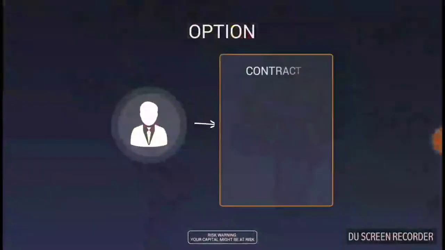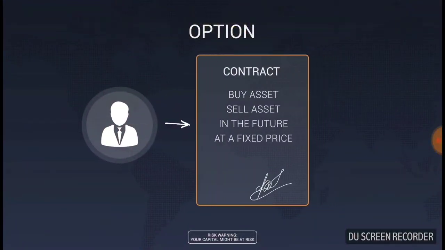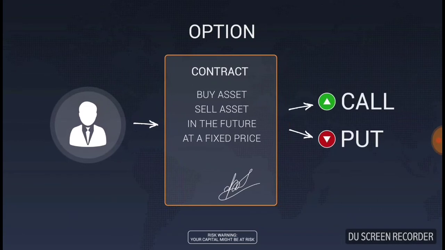An option is a contract that allows you to buy or sell a unit of the underlying asset in the future at a fixed price. Options come in call and put varieties. Let's take a closer look.